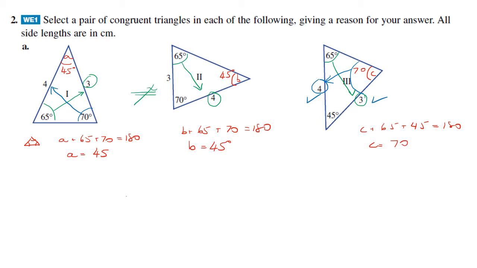So triangle 1 is congruent to triangle 3. Probably shouldn't really write it like that. Let's just write it as triangle 3. Because we used our angle-angle-side rule, our AAS rule.